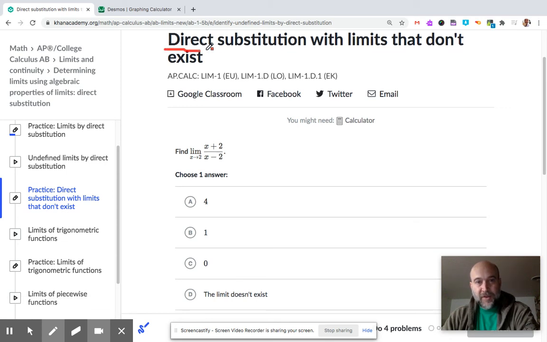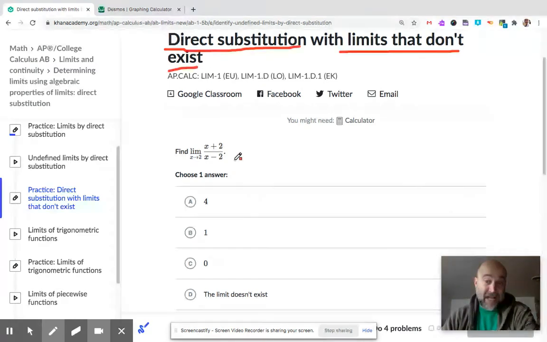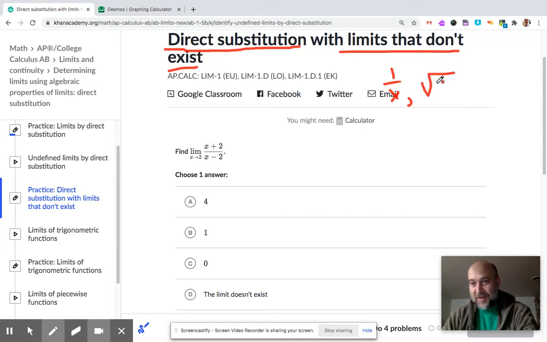All right, we're still dealing with direct substitution, and this time the problems are limits that don't exist. So this is one of those cases I had said last time, reminding you to be careful when your x is in the bottom, be careful when your x is under a square root sign, and then be careful when your x is inside a logarithm. Okay, so let's go ahead and take a look at what this situation is.